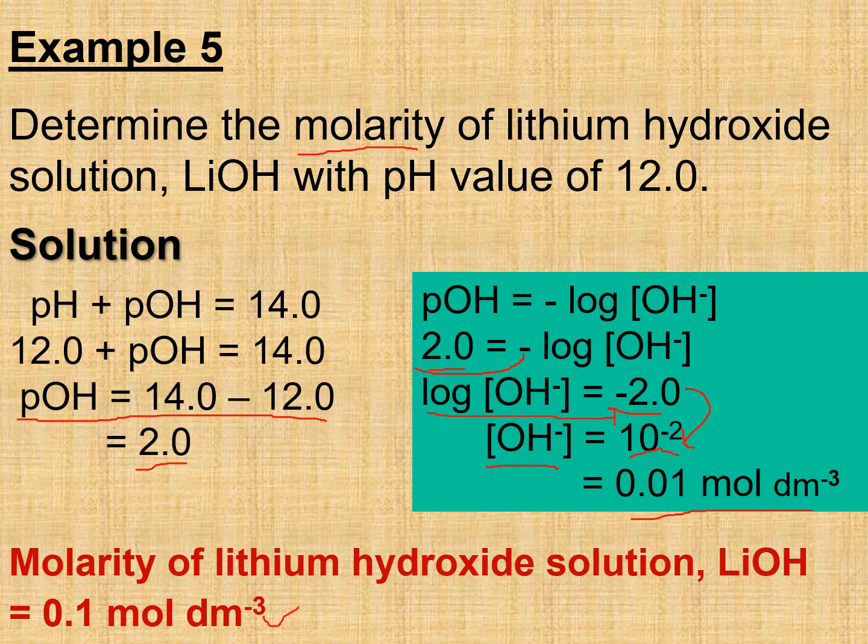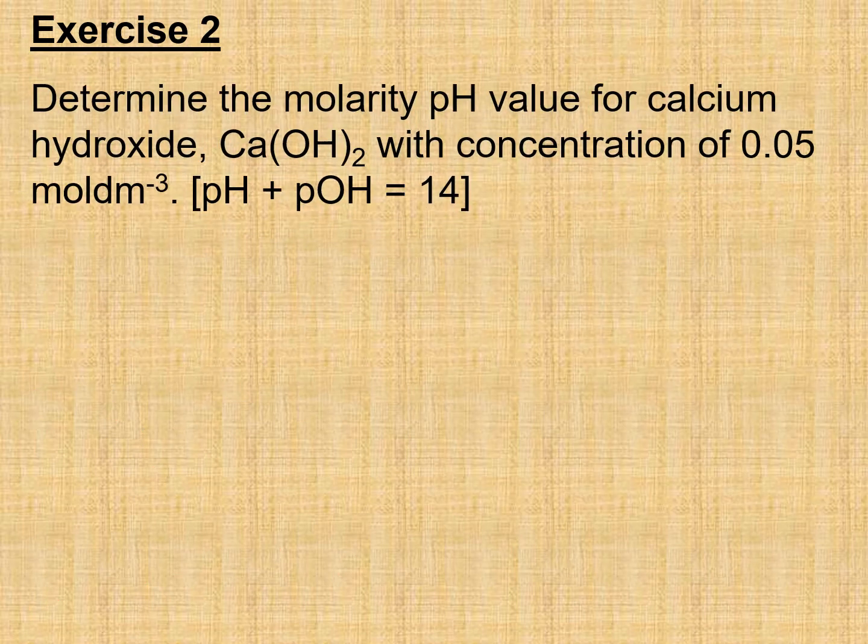Okay, now it's time for your exercise. This is the second exercise. We have only 2 exercises in this clip. Read the question first. Determine the pH value for calcium hydroxide with the formula Ca(OH)2 with the concentration 0.05 mole per dm cube. So that is the concentration of calcium hydroxide, because calcium hydroxide is an alkali. So alkali consists of OH minus ions. And given to you, pH plus pOH is equal to 14.